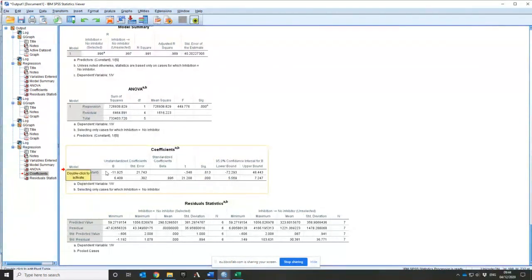Which, to be quite honest, is never going to be reliable because that value, a value of x of 0, lies outside the range of data that you've collected. So because it lies outside the range of data you've collected, you cannot use it.